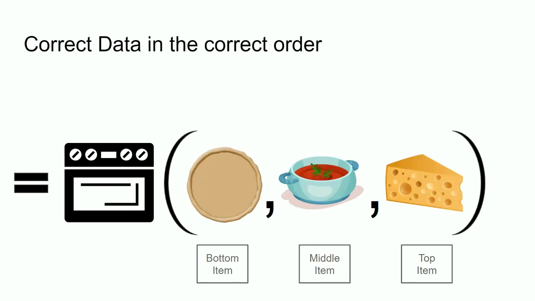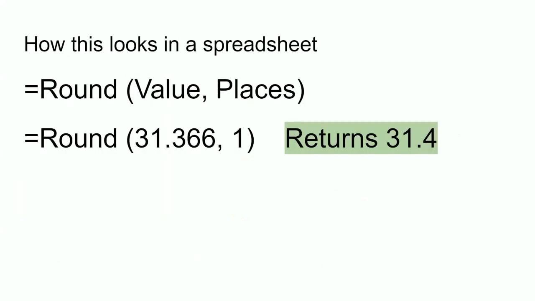Okay, but take a step back. Now we've got the correct data with our dough, our sauce, and our cheese, and we put it in the oven. Dough first, sauce on that, cheese on top of that. Now we have the correct order, we have the correct data, we have the correct function, and we get a pizza.